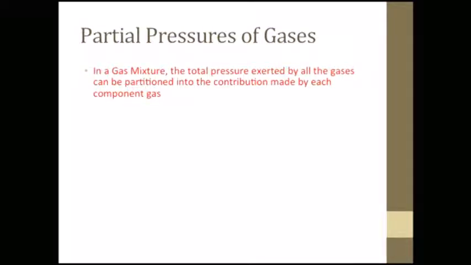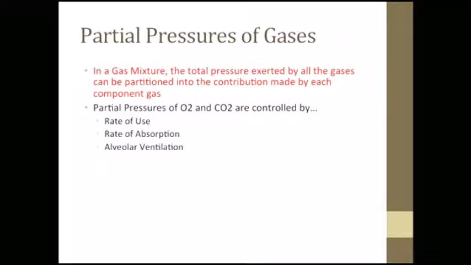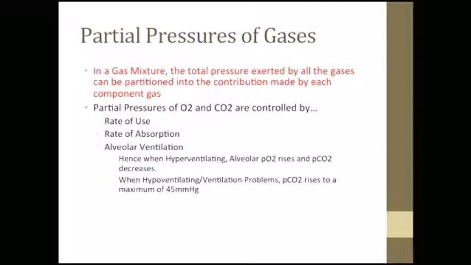So partial pressures of gases, this is just a definition. If you have, per se, 50% oxygen and 50% carbon dioxide, the oxygen will take up 50% of the total pressure of the gases. So partial pressures of O2 and CO2 are controlled by a few things: the rate of use, the rate of absorption, and alveolar ventilation. It's quite easy to understand. When you hyperventilate, your PO2 rises and PCO2 decreases. When you hypoventilate, CO2 rises to a maximum of 45. Remember, it does not go any higher than 45. That's a very important point to note. It does not go higher than 45 mmHg.